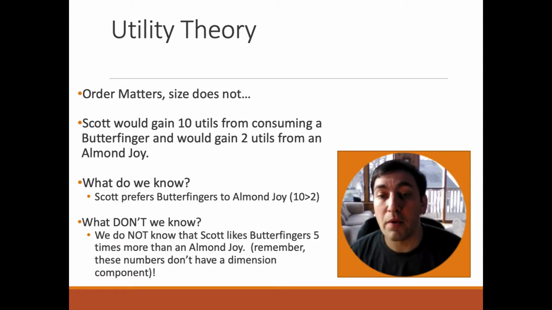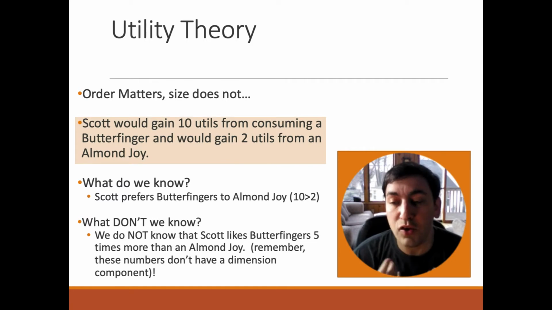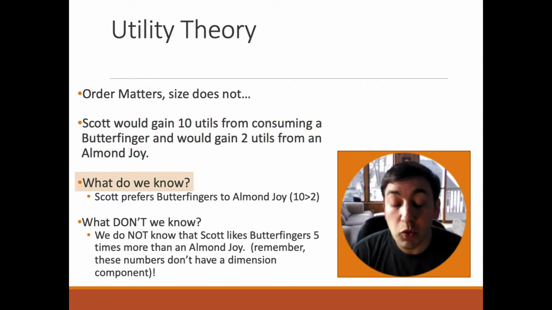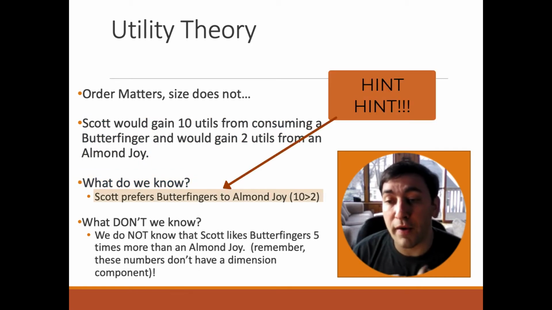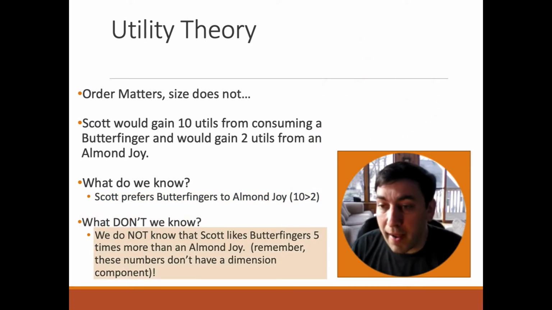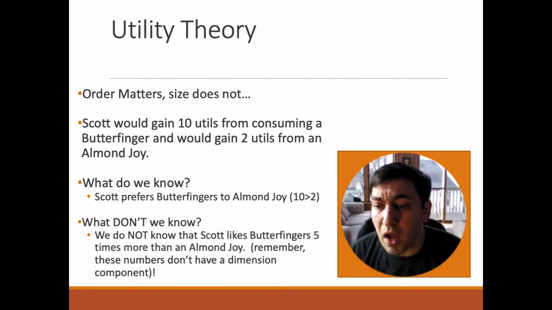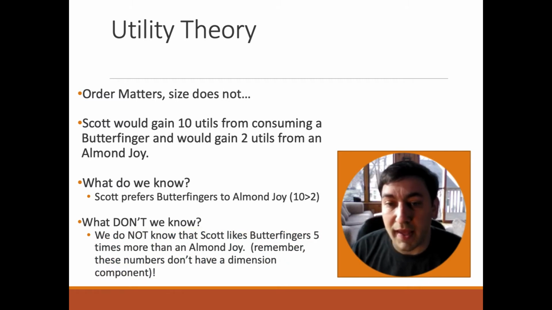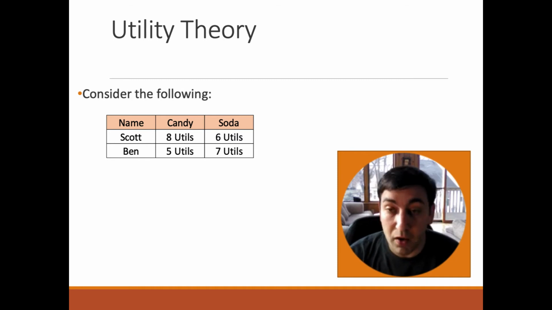So let's talk about what this ordinal information means. Let's pretend I would get 10 units of happiness, 10 utils, from consuming a Butterfinger and 2 utils from consuming an Almond Joy. So what do you know? Well, because 10 is bigger than 2, you know I like Butterfingers more than Almond Joys. But what we can't do is say that 10 is 5 times more than 2, and because of that I would enjoy my Butterfingers 5 times more than Almond Joys. Those numbers have no other meaning besides ranking. That's it. We're going to be really tempted to use these numbers in a way that we can't use them.